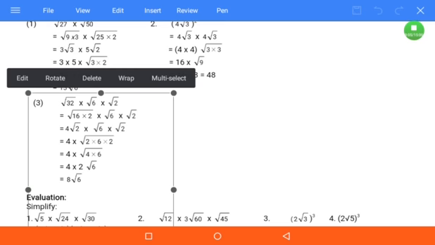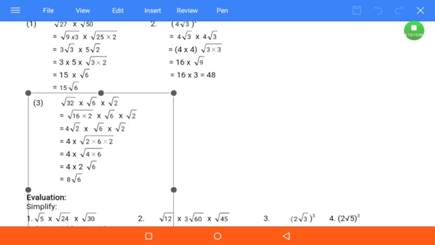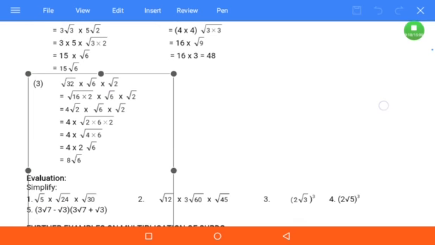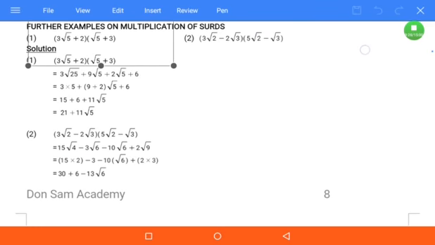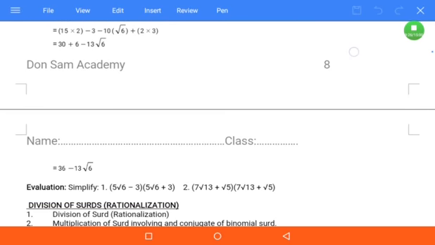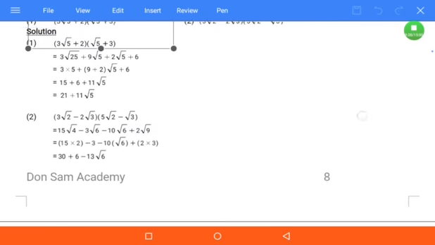Or from here we have root 2 times root 2. That will give us 2. 2 times 4 is 8 root 6. Anyhow you want to do it, it's fine. Alright, I believe that is clear. So you have these evaluations to solve. Make sure you attempt all questions. Okay, let's take one more problem before we take our last evaluation.